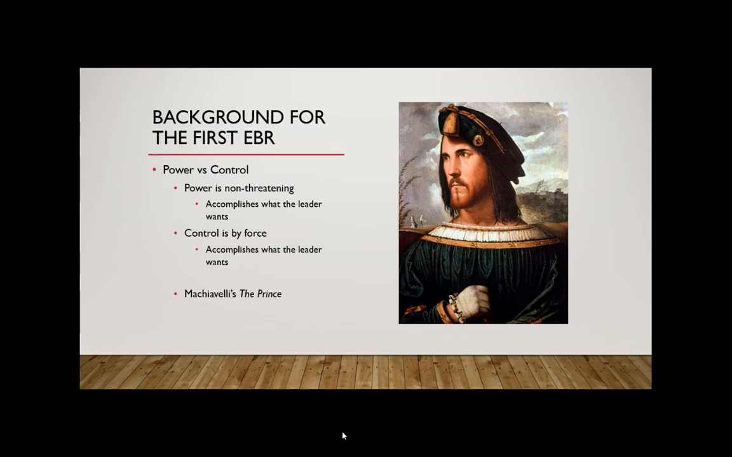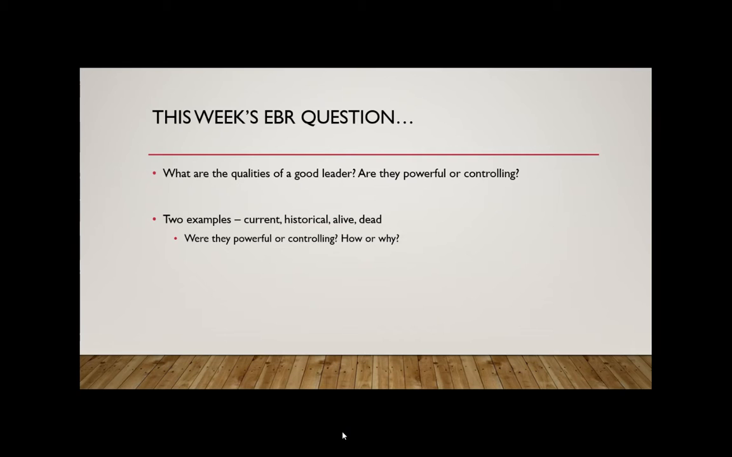The picture on the screen right now is Caesar Borgia, and he is someone that Machiavelli references in this chapter as being a controlling leader. It's something interesting, and something you should really think about in this idea. If you want to look him up and see some of what he did, that difference between love and fear, power and control.